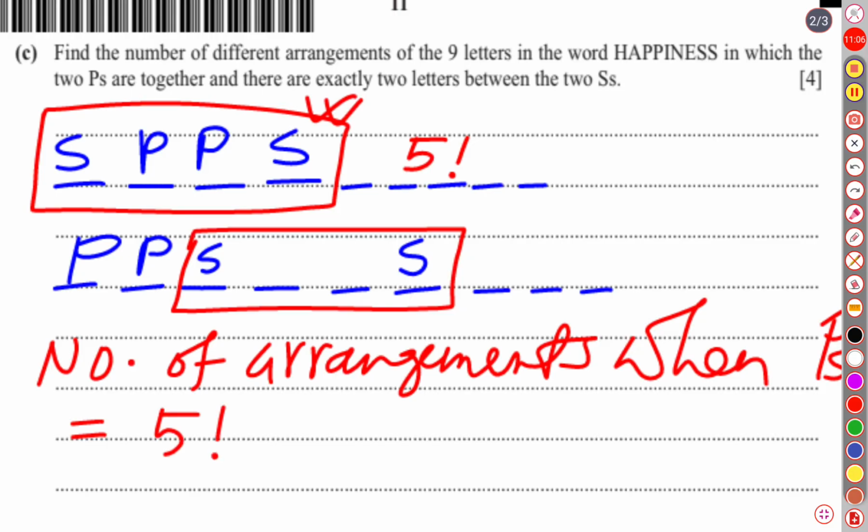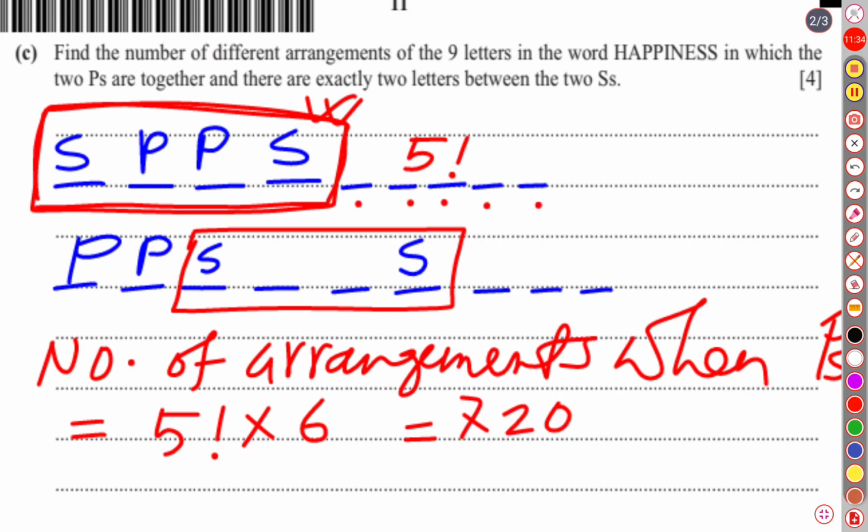The remaining letters can interchange their position. Then the large box, this large unit can change its position in 6 ways. Look at this, already it is in the first position, so second, third, fourth, fifth, sixth. In 6 ways it can change its position. So the total number of arrangements is going to be 5 factorial, which is 120, times 6, is 720. This is the first scenario. Then the second scenario is the most complicated part of all the solutions of this paper.